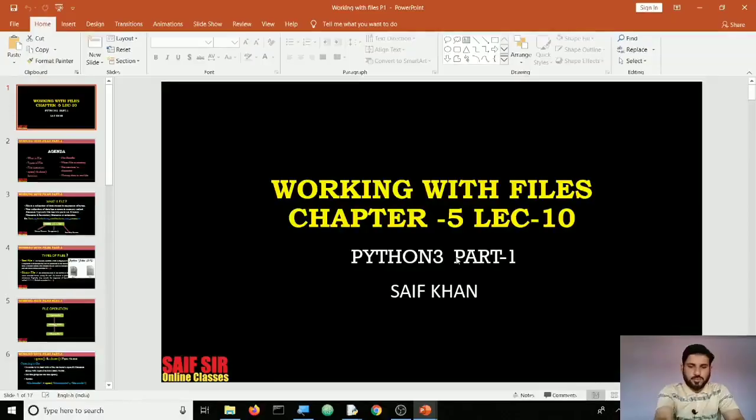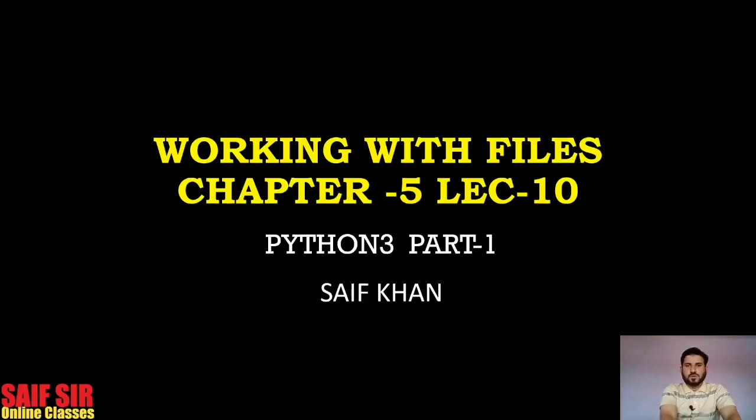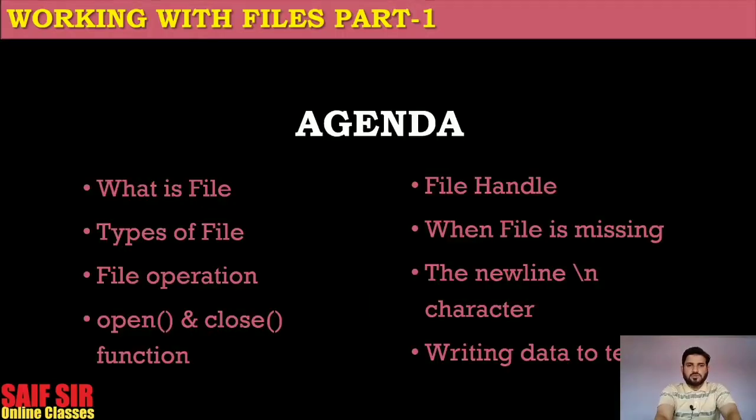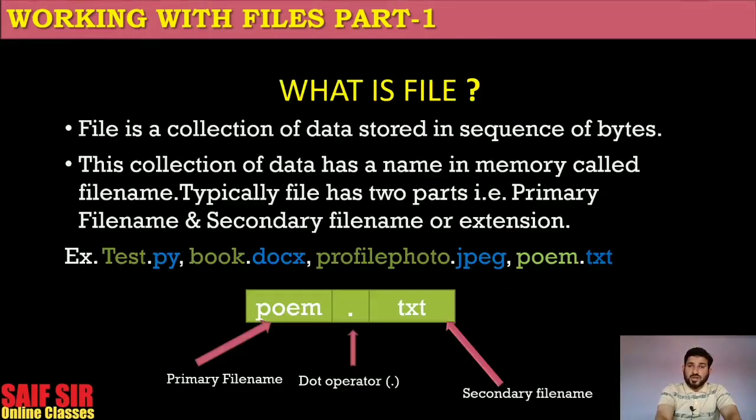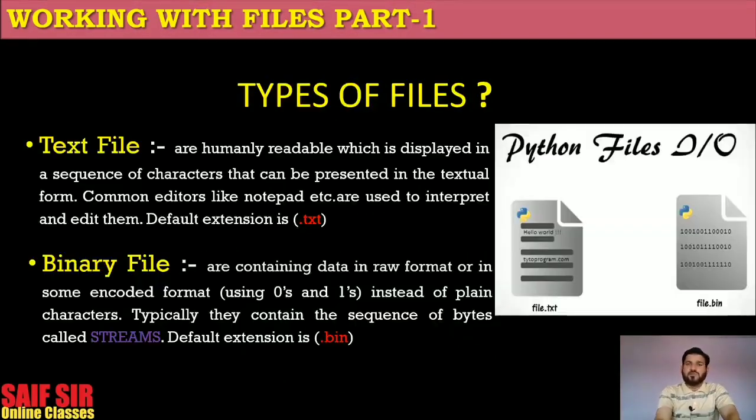Let's start by recapping the things. In our previous lecture, we studied what a file is, what types of file there are, and file operations, open and close. A file is a collection of data stored on the hard drive, having some name. That is the file name. It has two parts, primary and secondary. Then we discussed what a text file and a binary file are, the differences, and which is faster, text or binary. I think you understood all this.